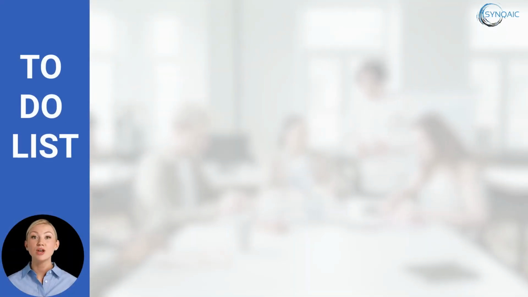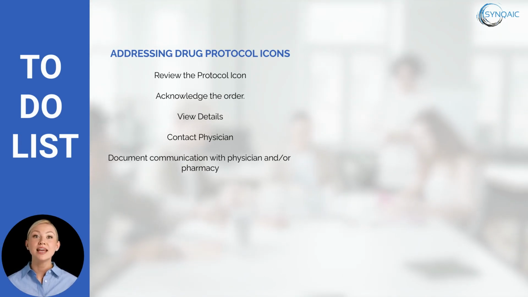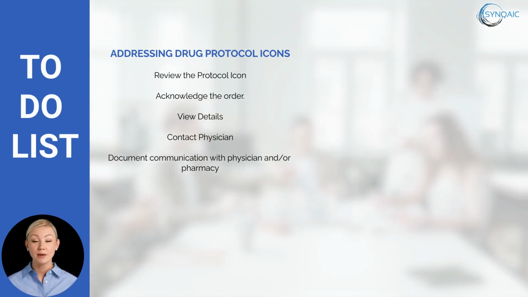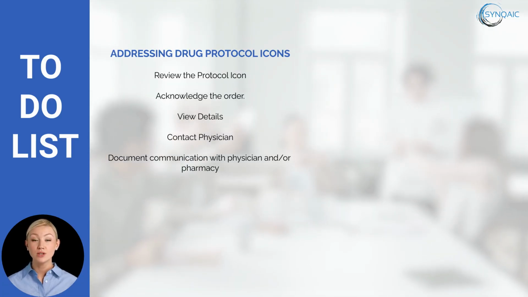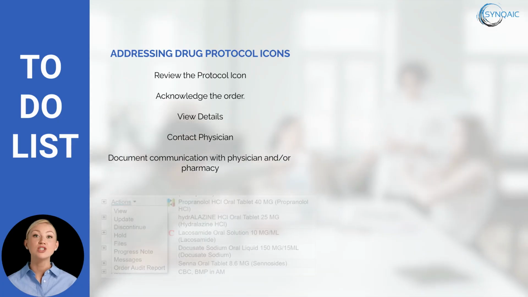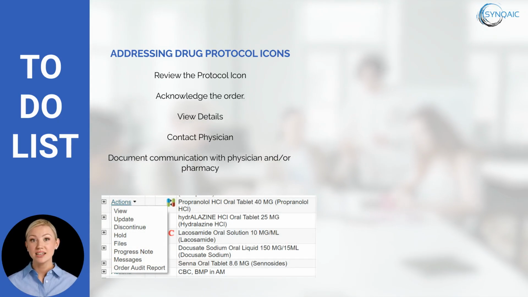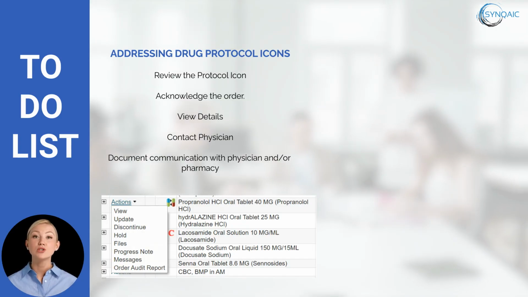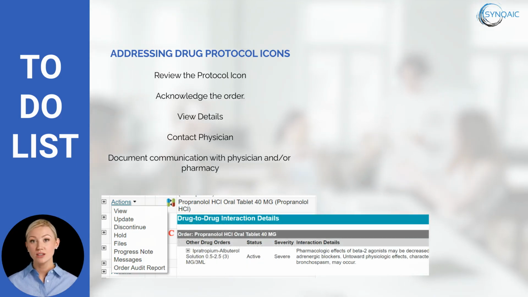When any of the drug protocol icons appear, the nurse must first click on the icon to review and determine the specific issues flagged by the system regarding the medication. Upon saving or acknowledging an order, if a warning is received, the nurse should view the detailed information provided by the system about the drug protocol issue, which may include warnings about dosage, potential interactions, missing information, or other concerns.